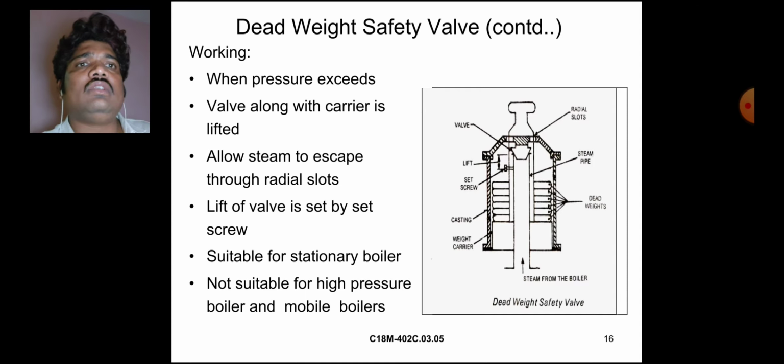This is the working principle of the dead weight safety valve. When pressure exceeds, the valve along with the carrier is lifted. Steam escapes through the radial slots. Lift off of the valve is set by the set screw. The dead weight safety valve is suitable for stationary boilers, not suitable for high pressure boilers and mobile boilers.